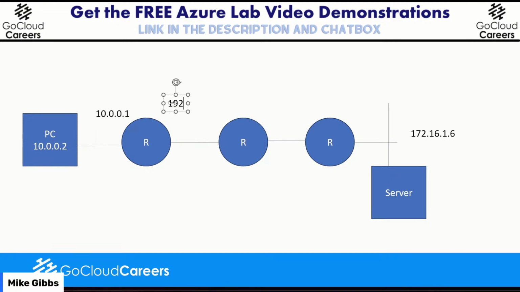Let's say this is 192.168.1.1 on this side of the link. And then the opposite side of the link has to be on the same subnet, and this is going to be a /30. Over here, on this side of the link, it's going to be a .2. It's going to be on the same subnet, /30.